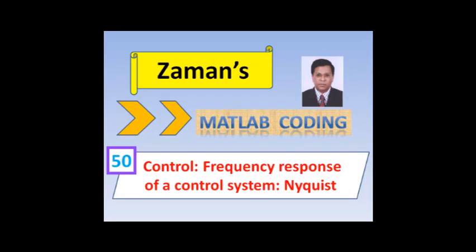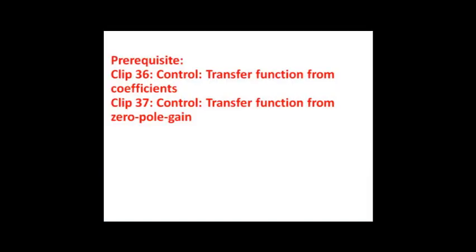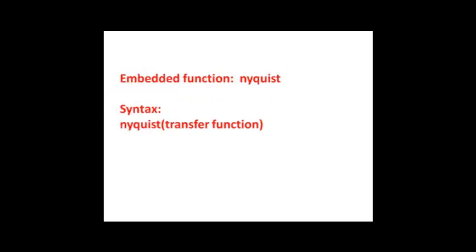I came back with another clip which discusses how one can graph the Nyquist plot of a control system in MATLAB. Viewers need the background for transfer function entering, which we addressed in clips 36 and 37. 36 addresses transfer function entering from polynomial coefficients, and 37 addresses transfer function entering from zero pole gain information. To implement the Nyquist plot, we need the embedded function nyquist, whose input argument is the transfer function of the control system.